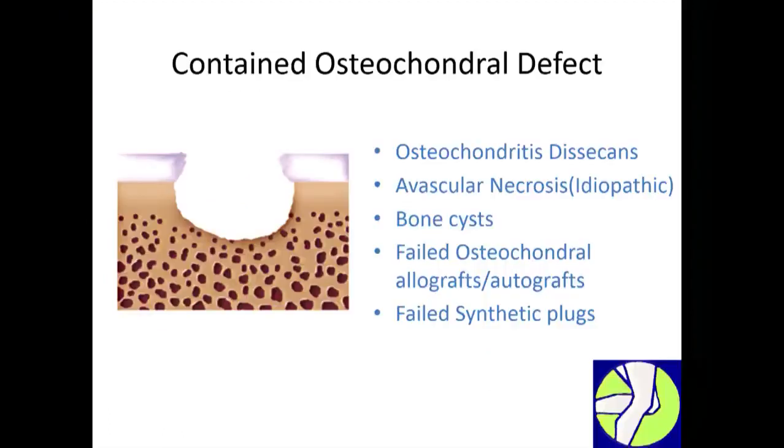And then the contained osteochondral defect, as Lars showed, was an interesting animal. We see this frequently, avascular necrosis that's idiopathic, not the steroid-induced one, because then we see multiple defects. Bone cysts or failed osteochondral allografts, what do you do there, or what do you do with failed autografts and failed synthetic plugs? So you have these defects.